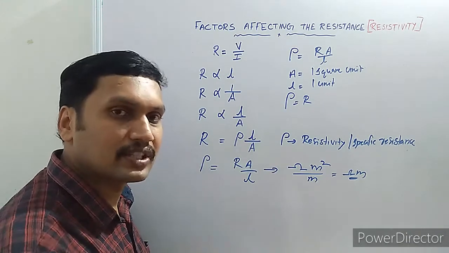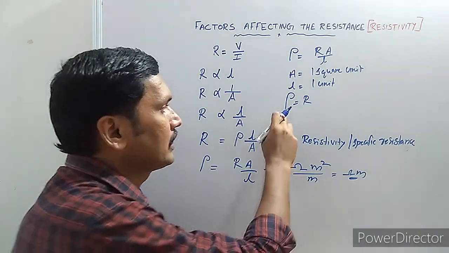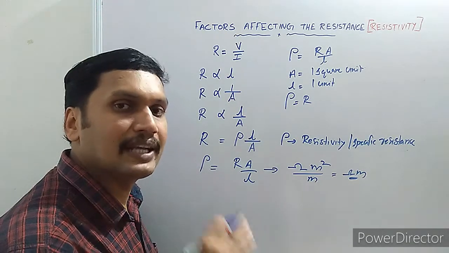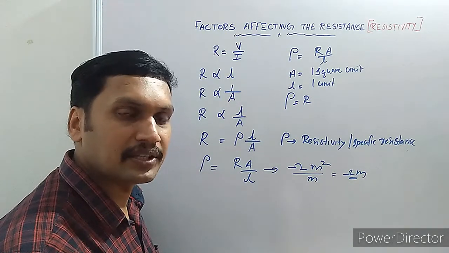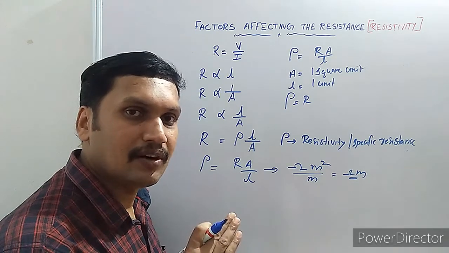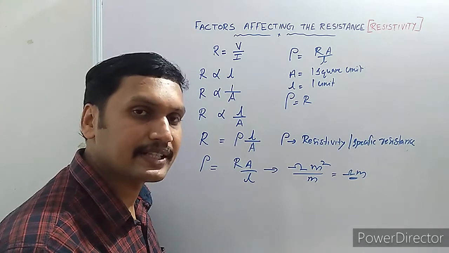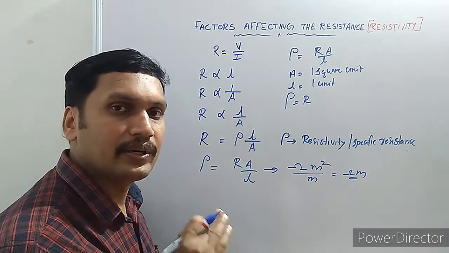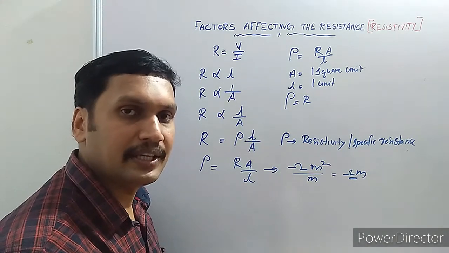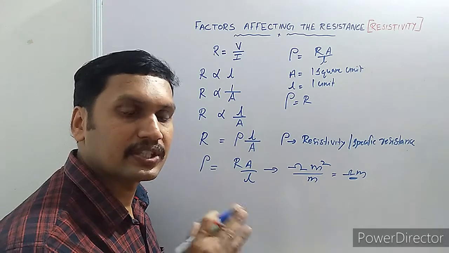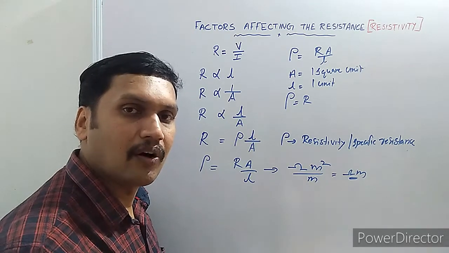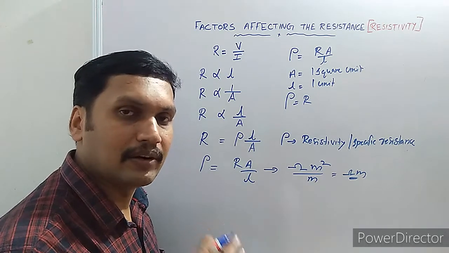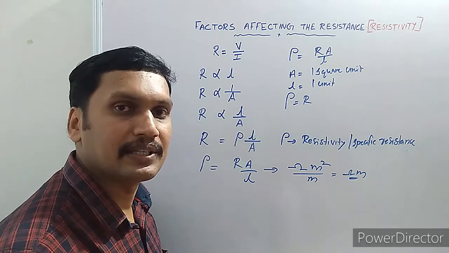So what is resistivity? It is numerically equal to the resistance of a conductor of unit length and unit area of cross section. This resistivity is independent of the length and area of cross section; it depends only on the nature of the material.